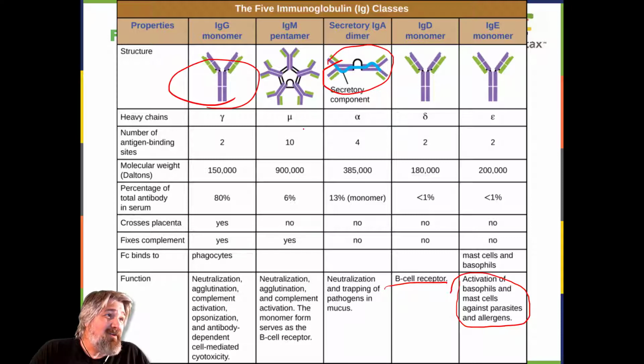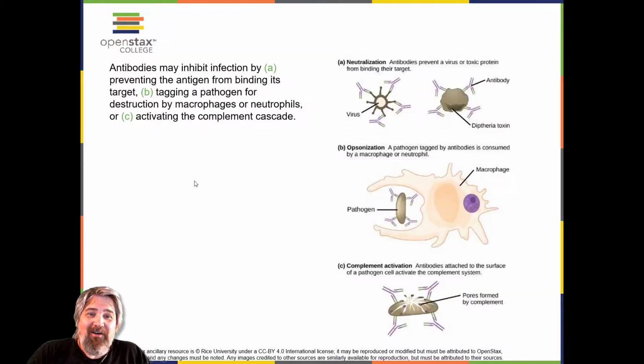So these pentamers, you got like 5 of these all stuck together. That's more detail. The majority of your circulating antibody is going to be the IgG right here. And that's after a pathogen has been encountered before. You can have the antibody raised against that particular pathogen. Okay, moving on.